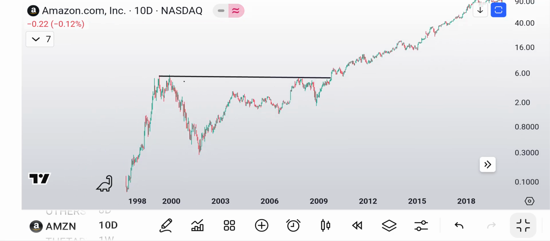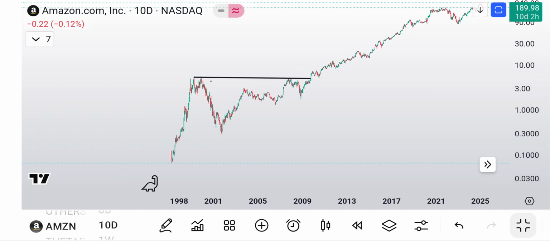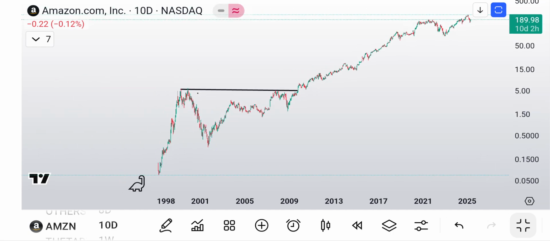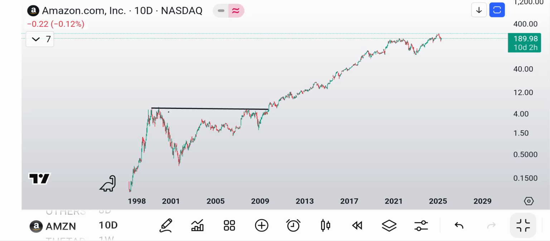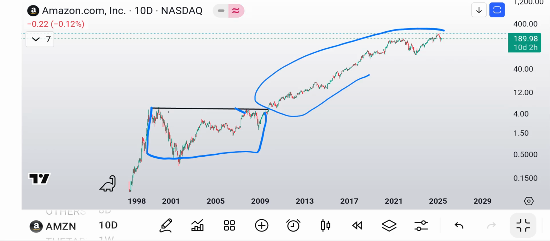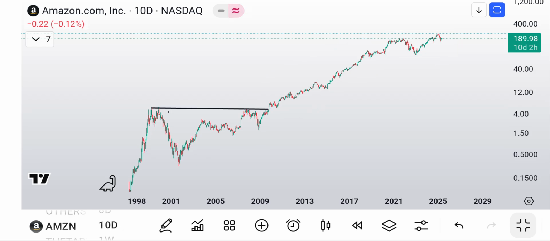But here's the thing. Once it broke out of its 10-year sideways accumulation, guys, this is really one of the only examples we can look at. I mean, there's others, but look what the aftermath is, guys. We're still in a bull run. We're still in a bull run. Amazon broke out.